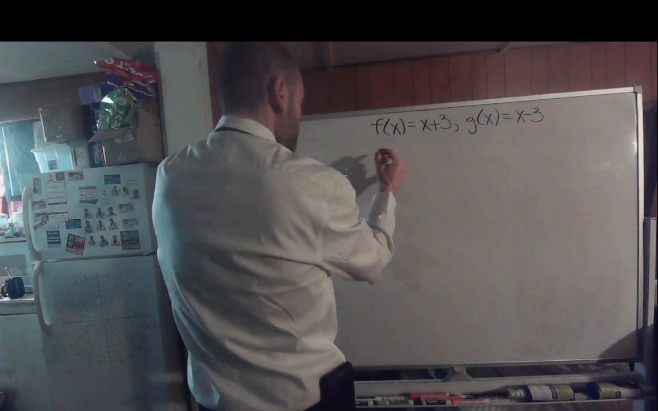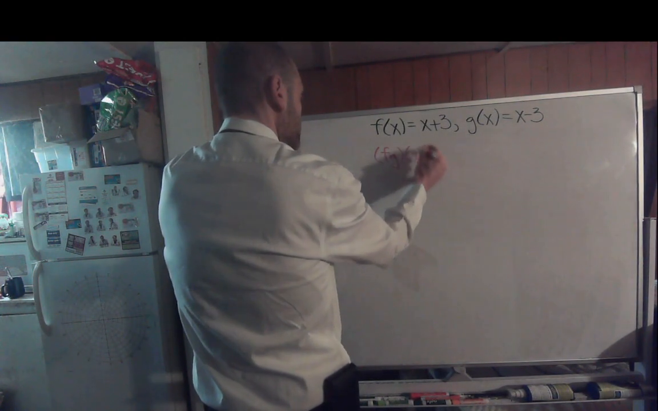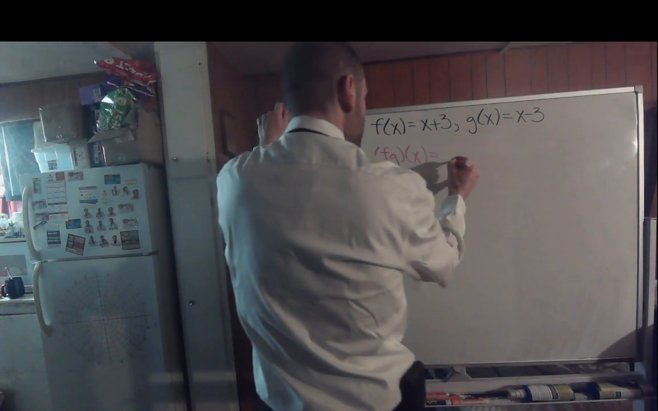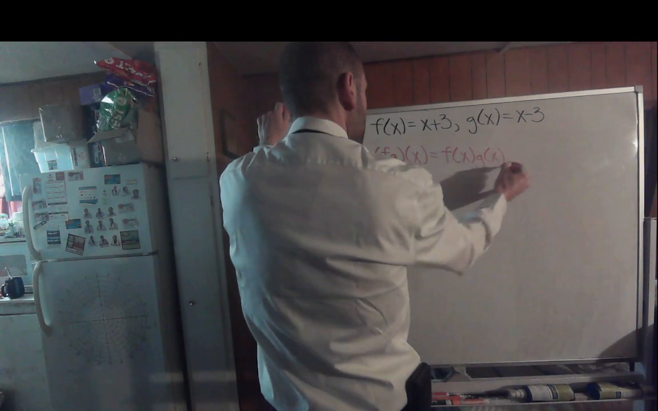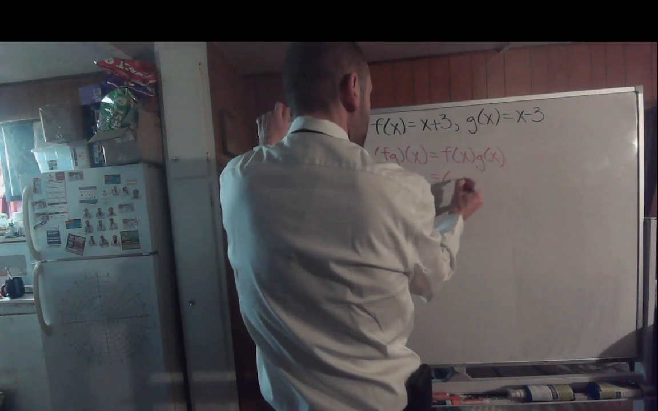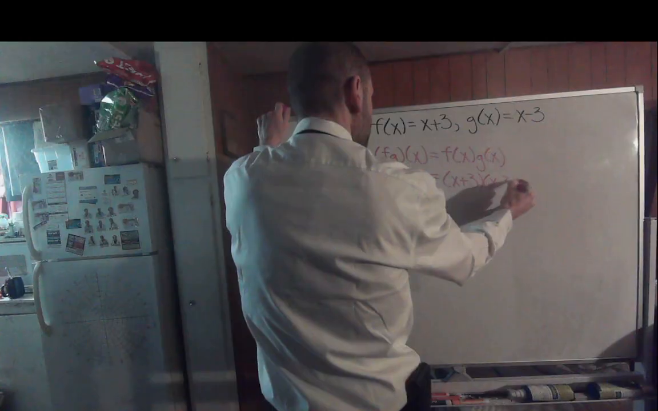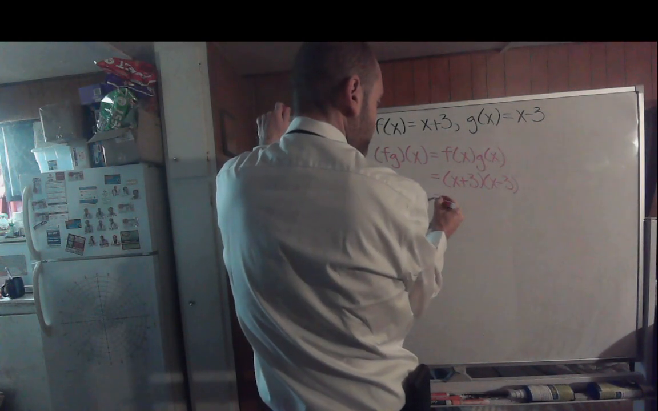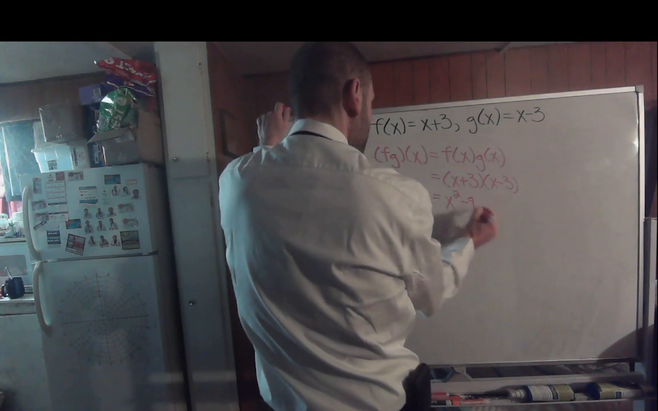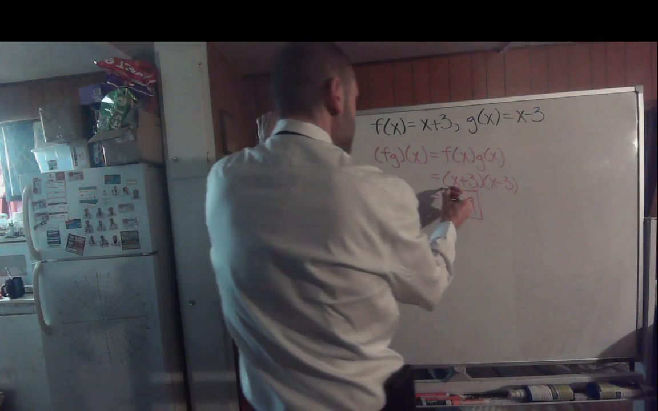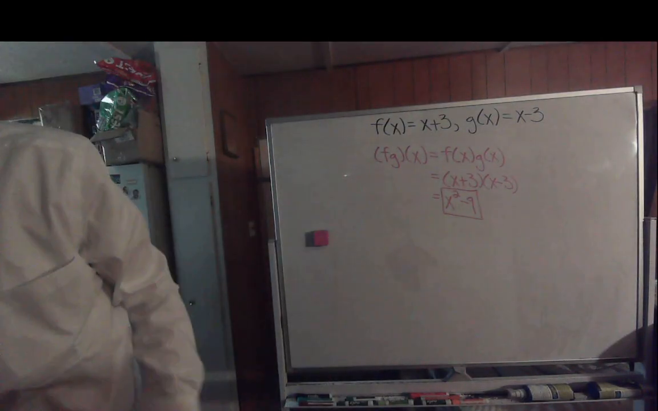We can also do f times g of x, which of course is equal to f of x times g of x, which would end up being the quantity of x plus 3 times the quantity of x minus 3, which would just give you the difference of two squares, so you would get x squared minus 9. So f times g of x would end up being x squared minus 9.